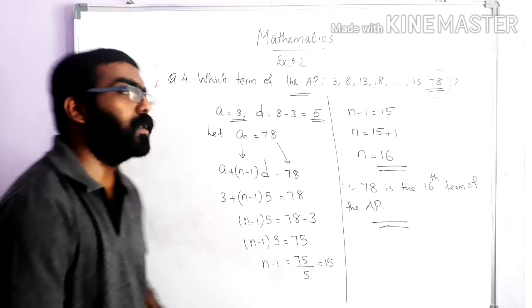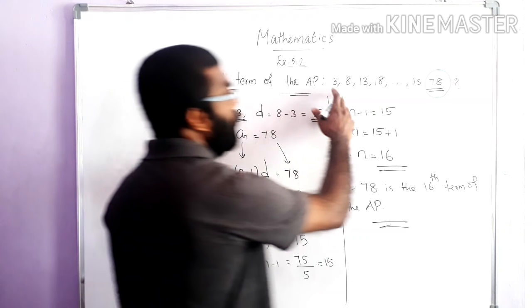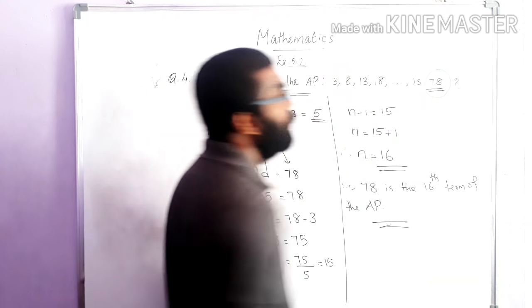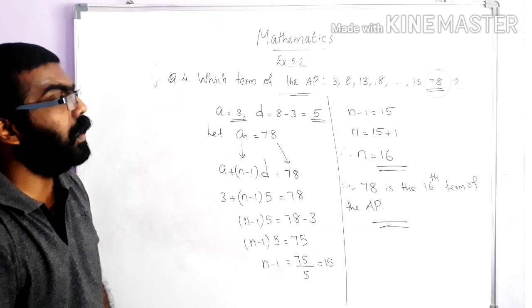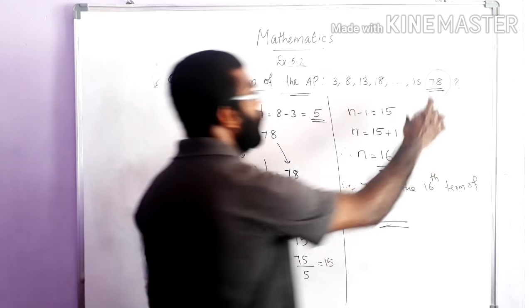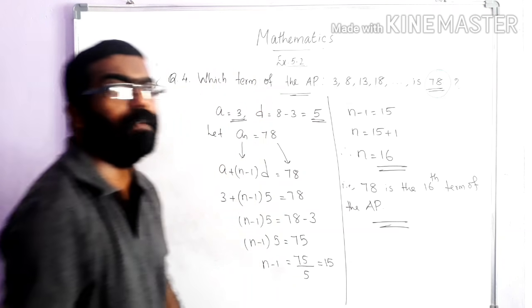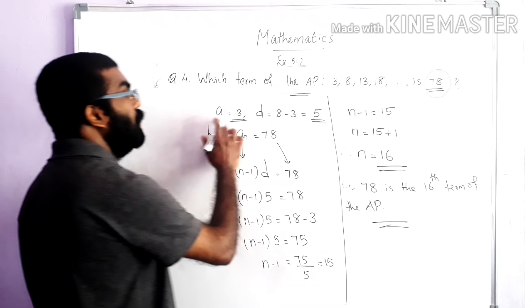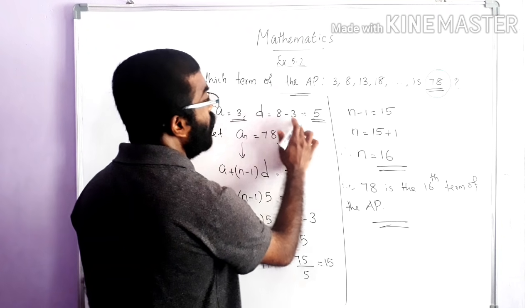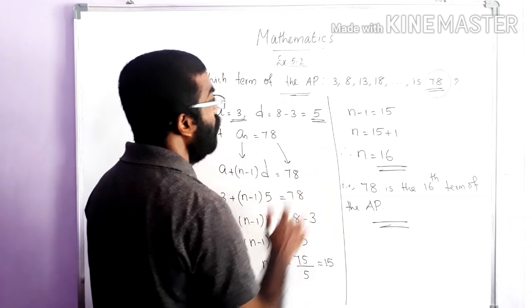I repeat, here the question is, which term of the AP 3, 8, 13, 18, etc. is 78? So we have to find the position of the term 78. That means the value of n. Okay, so a is equal to 3, the first term is 3. d is a2 minus a1, that is 8 minus 3, 5.